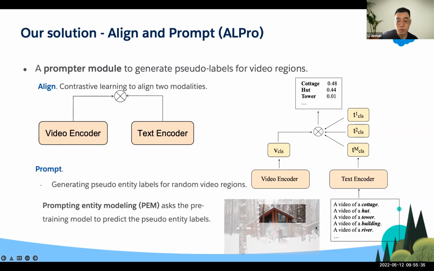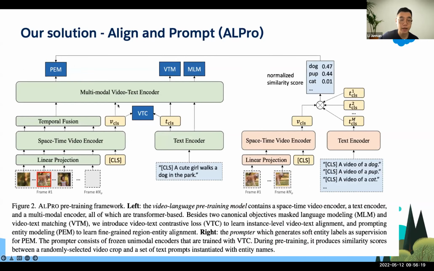After we get this prompt, we can measure the similarity of any video feature to the list of prompts, and this will give us a pseudo label. We can change whatever name of the category in the prompt, and we can get a list of similarities for any kind of video region. This is how we get the pseudo label, and we can ask the model to predict it. We can mask this patch from the video input and ask the model to predict what is contained in this patch. We call this the prompting entity modeling task, as shown here. And we have some of the other tasks, including the contrastive loss, as shown before in the LBAF paper. But now we introduce an additional loss here.